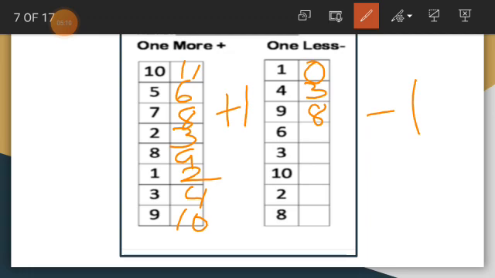Which number is before 6? That is 5. 3 minus 1 is 2. 10 minus 1 is 9. 2 minus 1 is 1. 8 minus 1 is 7. So plus 1 is 1 more. Minus 1 is 1 less. Is this clear now? Let's move to the next slide.